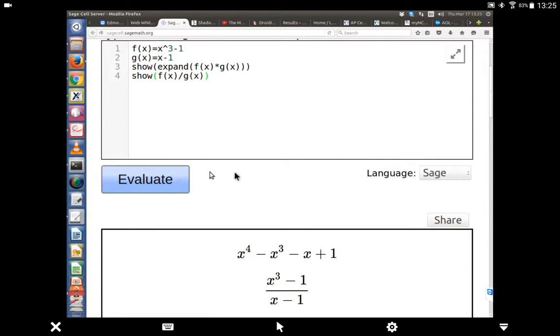There you go. And what if you actually want to simplify this? We have to tell it to do that, all right? So you can put in parentheses what you want to simplify.